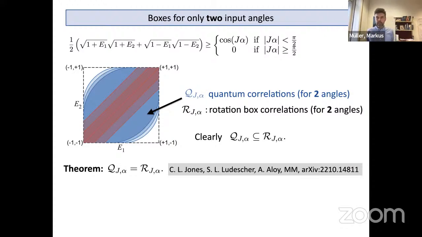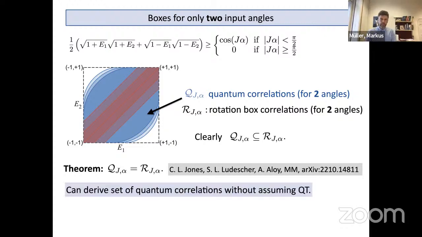So the set of quantum correlations for two settings, two angles, is exactly the same as what you could get from general rotation box inputs. So in some sense, this tells you that you can derive the set of quantum correlations here without assuming quantum theory. You don't need to use quantum theory. It is, in fact, used heavily when you use the standard derivation. You talk about pure states and going into two-dimensional subspaces for a qubit. But you can forget all this terminology and get it directly from this rotation box language.